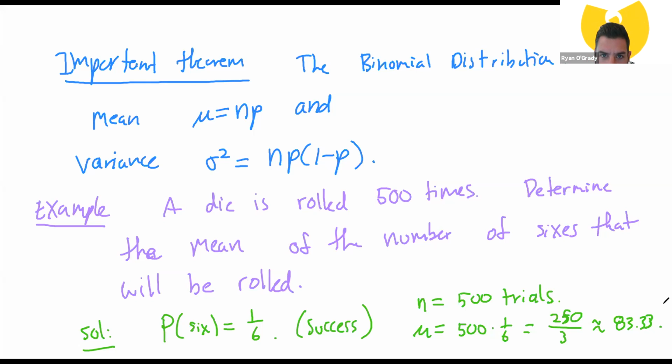Or another way to say that: if you did this experiment a bunch of times and you averaged it out, you would have on average roughly 83 sixes. All right. Any questions about this?